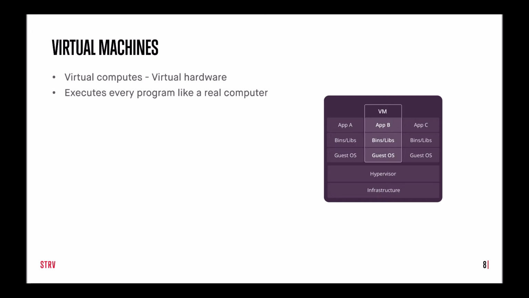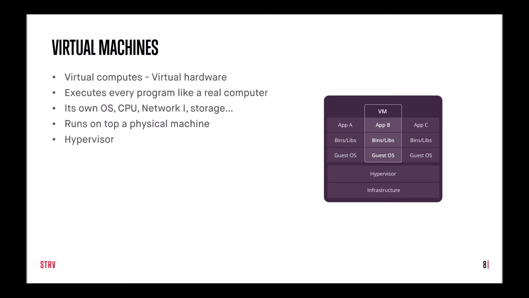On top of this, in any virtual machine, you can see application A, B, C. They run every program like a real computer, and they contain their own virtualized operating system, CPU, network, input, output, and storage. And of course, it runs on a physical machine. Everything that's virtualized should run on some physical machine.